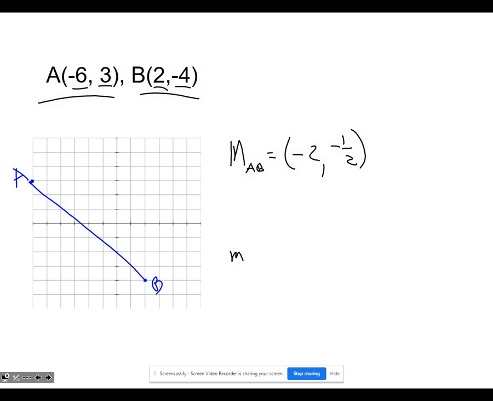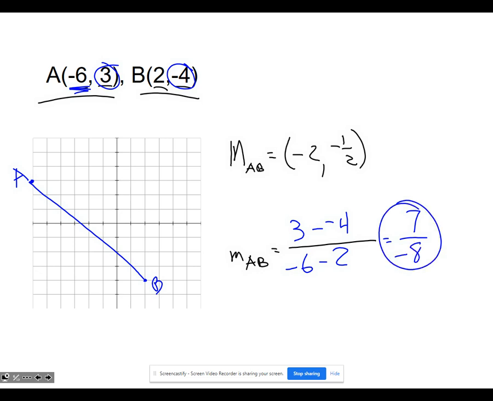And finally, let's find the slope of AB. Y minus y goes in the top, x minus x in the bottom. So up here, my two y values, 3 and -4. Now I'm going to be careful here. 3 take away -4. And then my x's, I've got to start over here at -6. -6 take away 2. 3 minus -4 gives me 7. -6 minus 2 gives me -8.